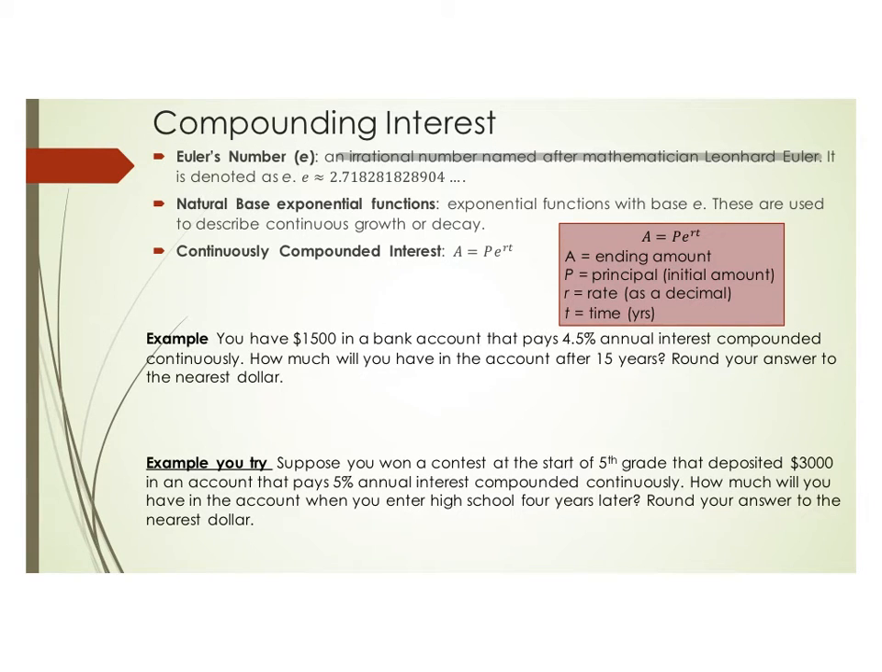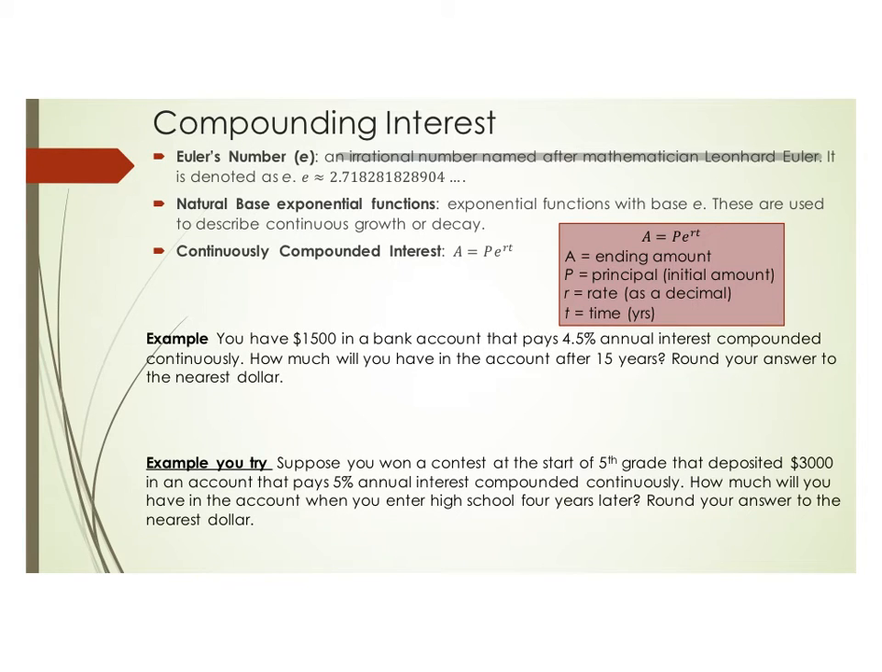Euler's number, which is italicized e, is an irrational number named after mathematician Leonhard Euler. It is denoted as e. e is approximately 2.718, etc. It is on the calculator, on any scientific or graphing calculator. If you look for the LN button, the e to the x should be the second, and then you push LN.